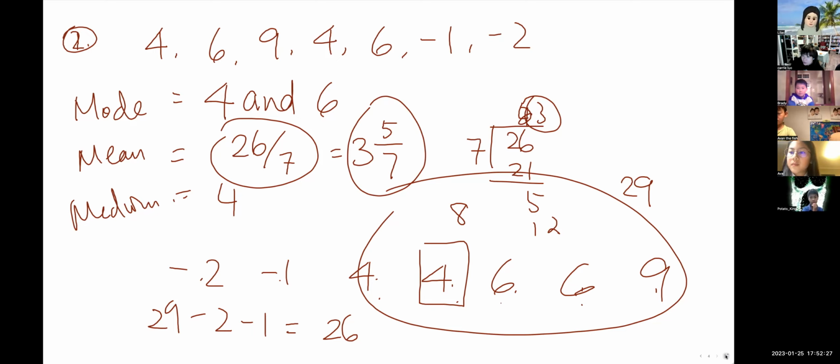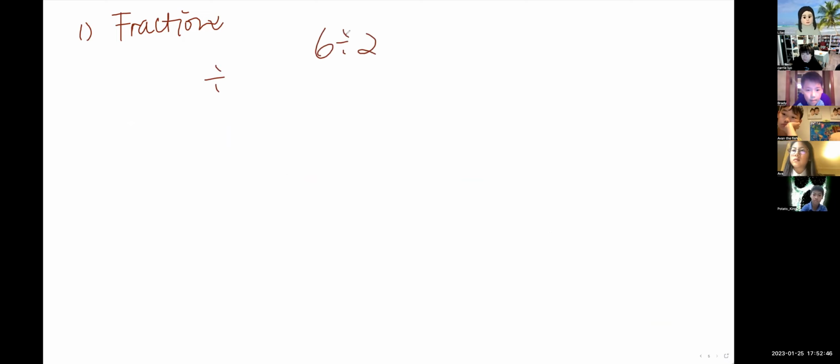Very good. Okay, everybody. So this is basically just calculations, right? So I want to go over the fraction part with all of you, okay? I don't know if everybody noticed that I don't usually use the division sign. For instance, if I do 6 divided by 2, what do I usually do? What did I usually do? Yeah, Brandy? Tell me.